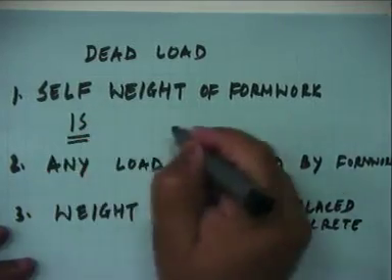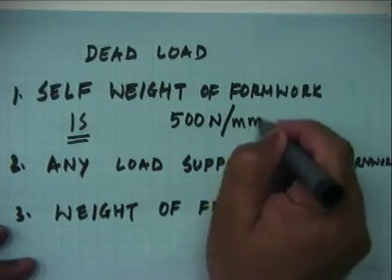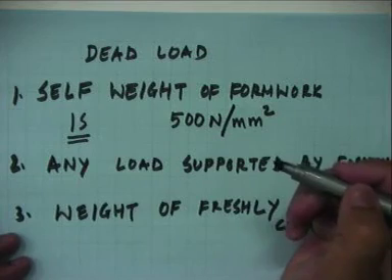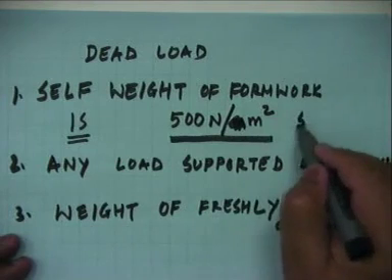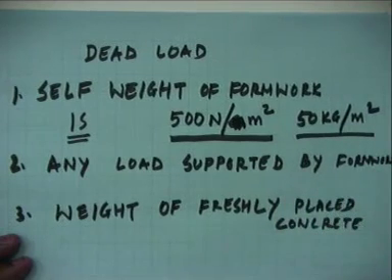So if you talk of Indian standard IS, it says you can take 500 Newton per meter square, which is approximately 50 kg per meter square of load. So in normal situation you will find that the self weight of formwork is coming to be roughly about 50 to 60 kg per meter square.